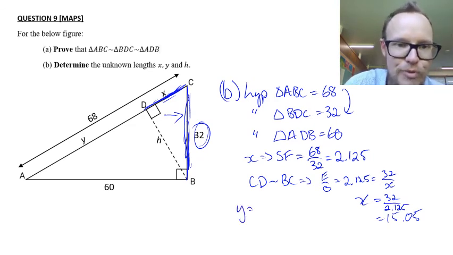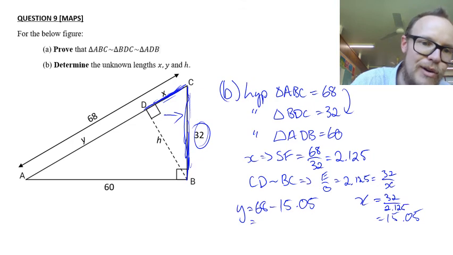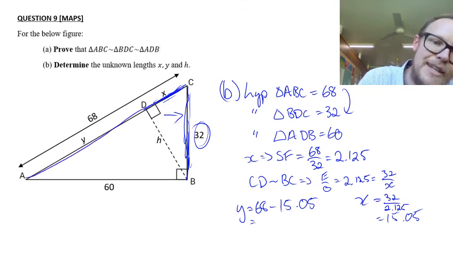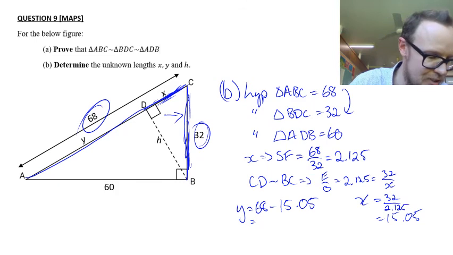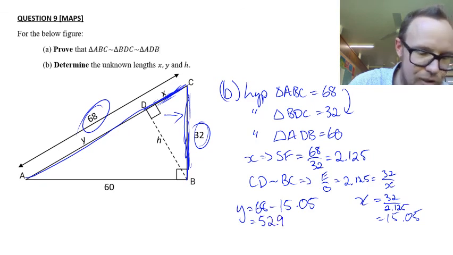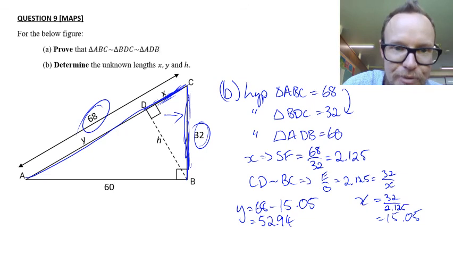Now we can work out what y is equal to. y is going to be equal to 68 minus the 15.05, because y is AD, and AD plus CD is equal to 68. So if we add them together, we get 68. So 68 minus that value is 52.94 units, and we're looking for h now as well.